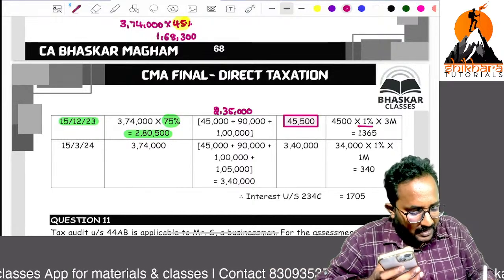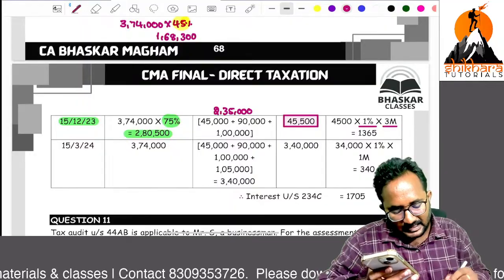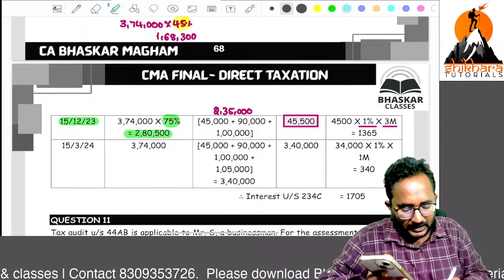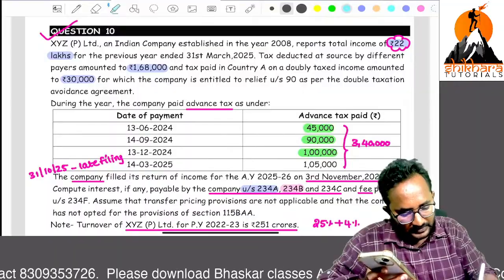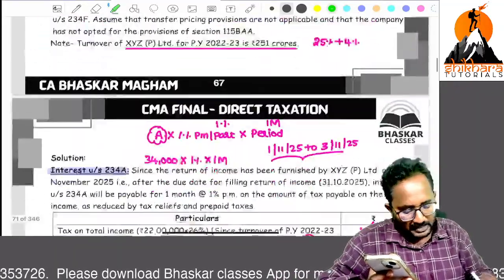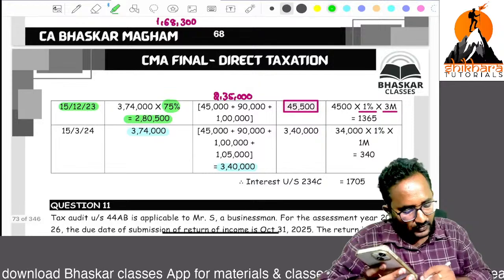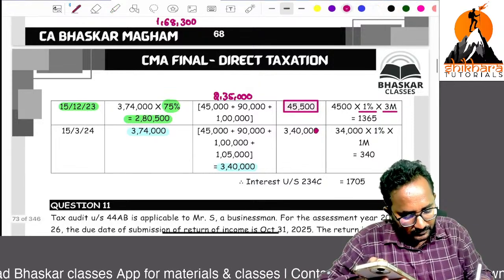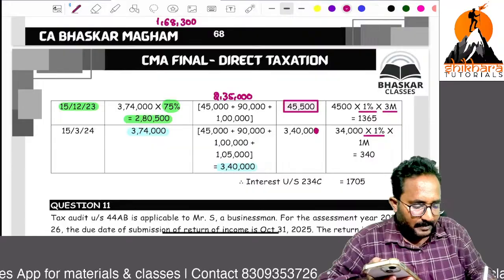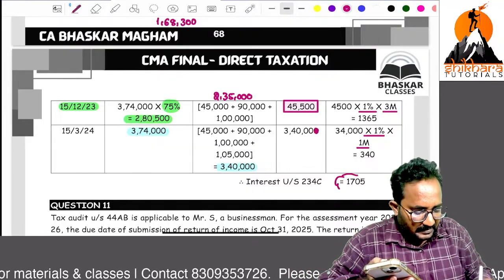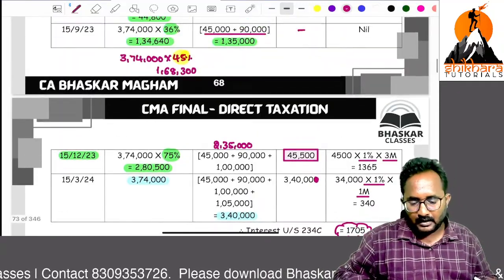On this amount, we are calculating 1% for how many months? 3 months. That is 1365 as interest. Finally, you are required to pay the total amount, but you paid only 3,40,000 cumulatively. Can you tell me the shortfall? It is 34,000, not 3,40,000. On 34,000, 1% per month or part of the month, total interest under section 234C, you got 1705. Are you clear?